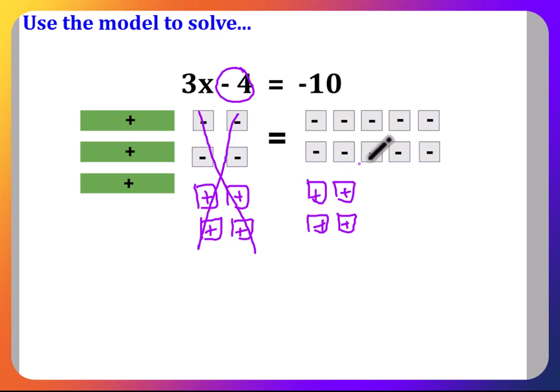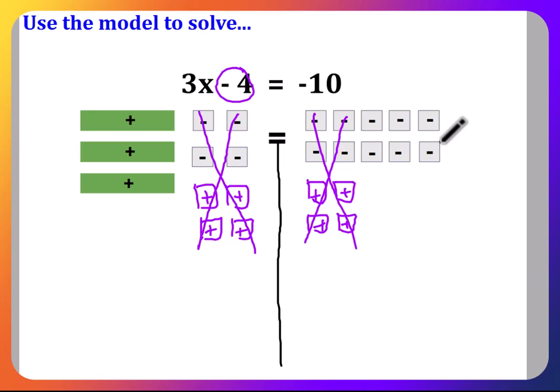Then I look at the right side. I do have negatives and positives, so I need to cross off my zero pairs. Since I have a lot of negatives and 4 positives, I can cross off 4 negatives and 4 positives. That leaves me with 6 negatives on the right side and 3 x's on the left side. One thing I forgot to do was draw my equals line. That helps me separate the two sides. So now I know that 3x is equal to negative 6.